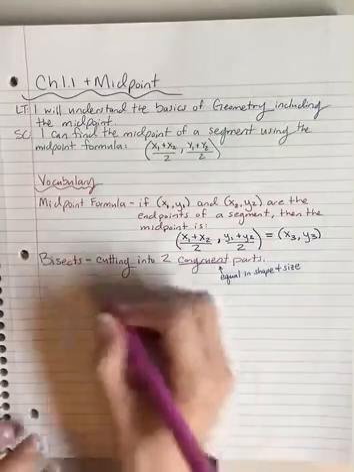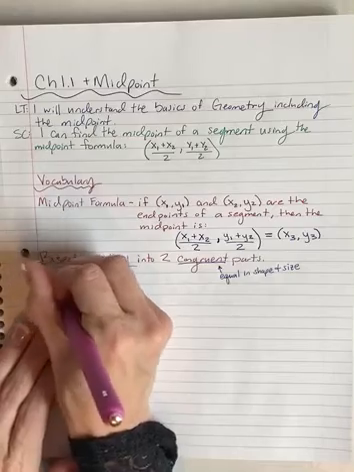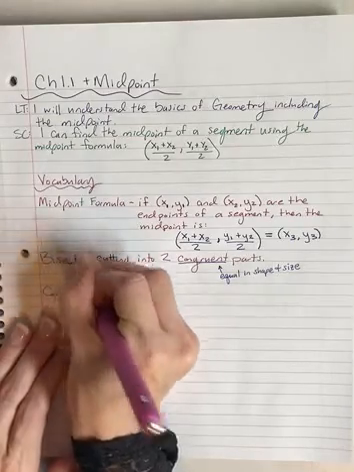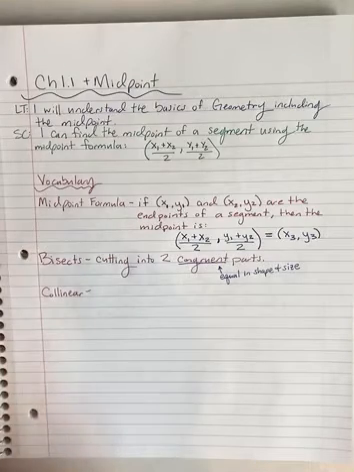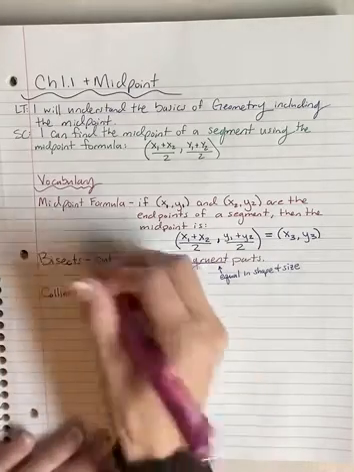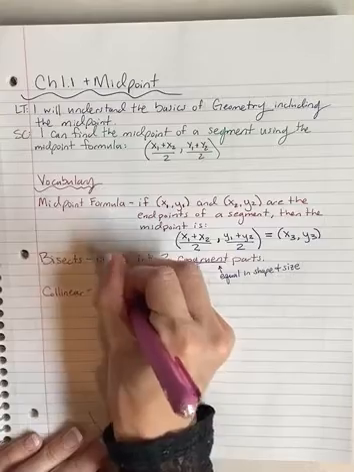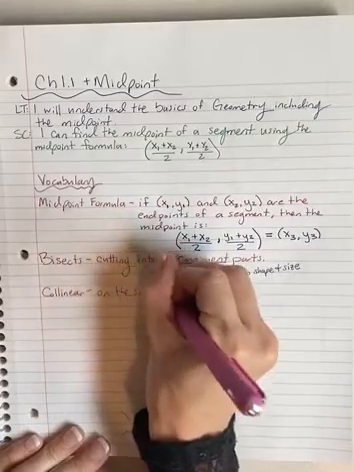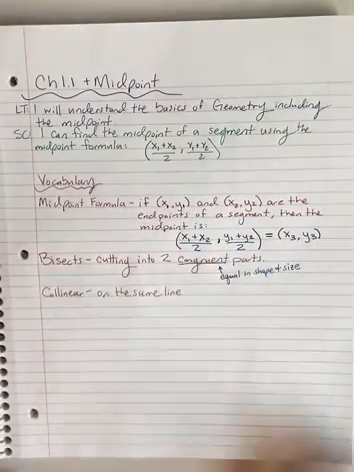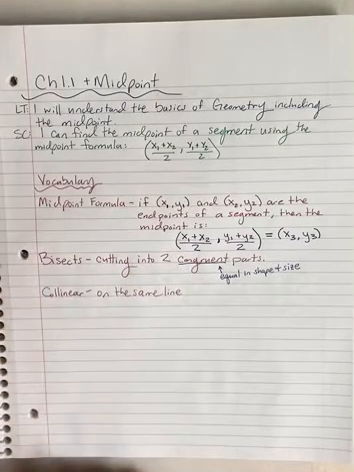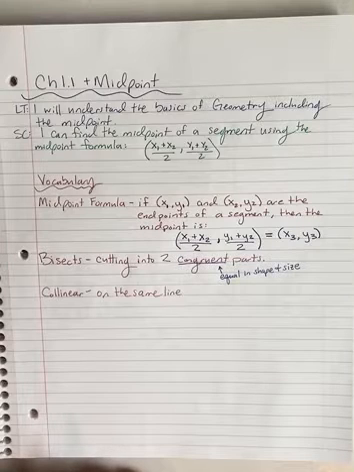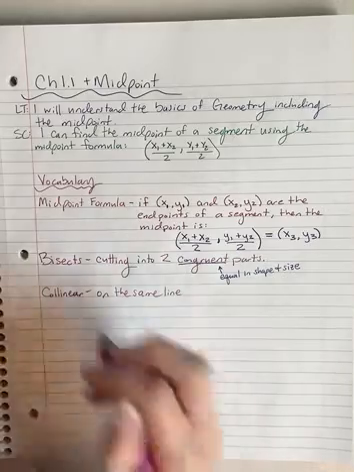So the next word we have is collinear. Collinear, co means together, linear means a line, so it means on the same line. So together on the same line, collinear. So if you have two dots and they are on the same line, then they are collinear. They are on the same line.